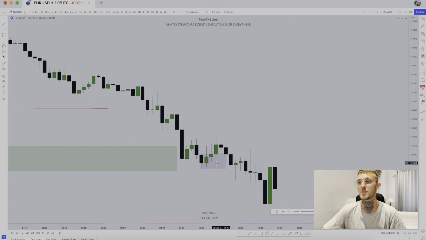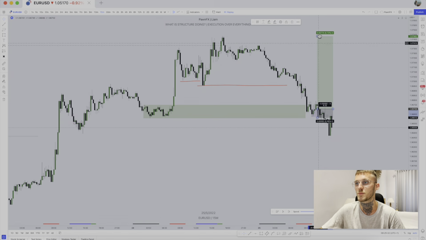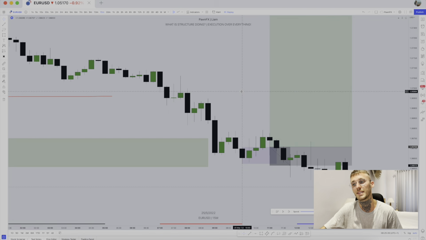Here is your 15-minute POI, right? Ultimately, what you do is once price comes back into it, you take an entry, you put your stop loss below that level here, and you're targeting up to the moon. You're targeting mainly up to this high. And then you slowly see price just trickle all the way down.